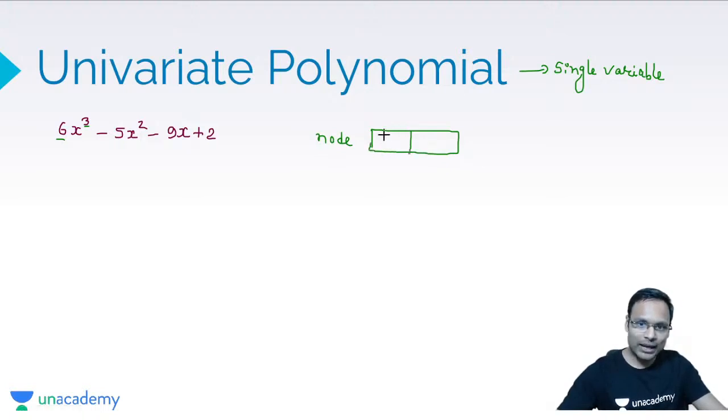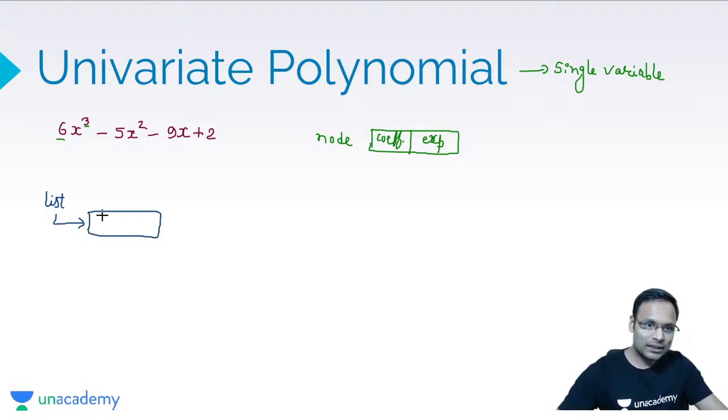In the node you will be having a coefficient and exponent of x. Let's build the linked list for this particular polynomial. So we will be having a list pointer or start pointer pointing to the first node. First node has 6 as coefficient, power is 3. Next node, next term has coefficient minus 5. Yes, my dear friend, you will have to take this minus into consideration. Power of x is 2.